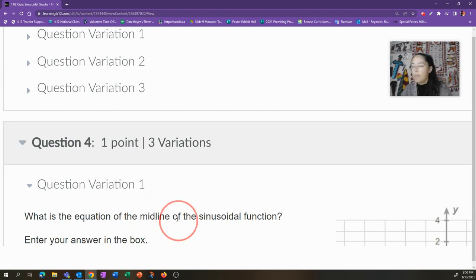Midline. What is the midline of the sinusoidal function? It is considered the equilibrium. So if this was representing waves, I know, that's terrible, right? If we stopped shaking it, it would come back to rest right here, and then we can start shaking it again.